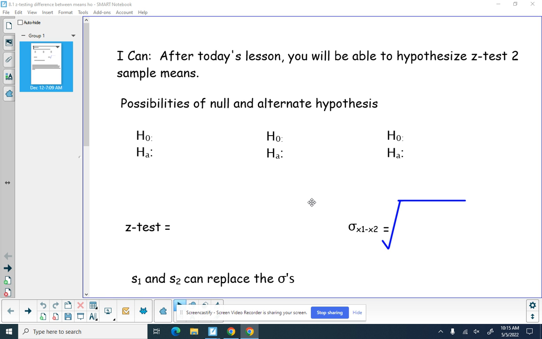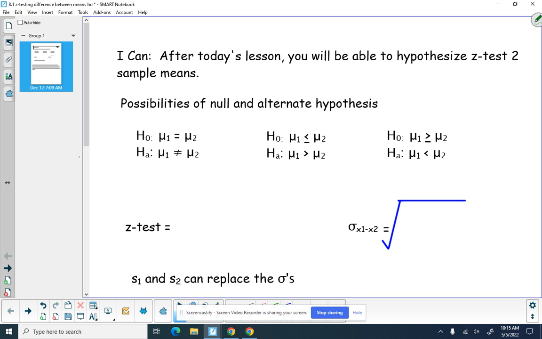The nice thing about this is what basically your null and alternate hypothesis will be is one of these three. You have two different means that you're comparing, mu1 and mu2. You have two different groups of people. You're comparing group 1 to group 2. These two values are going to be equal or not equal to, or one's going to be greater than the other one.